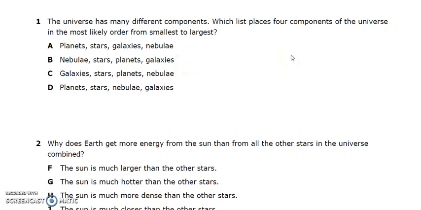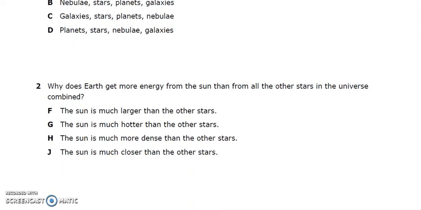Number 1. The universe has many different components. Which list places 4 components of the universe in the most likely order from smallest to largest? A. Planets, stars, galaxy, nebula. B. Nebula, stars, planets, galaxies. C. Galaxies, stars, planets, nebula. Or D. Planets, stars, nebula, galaxies.